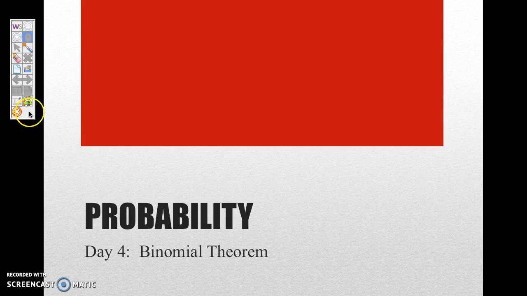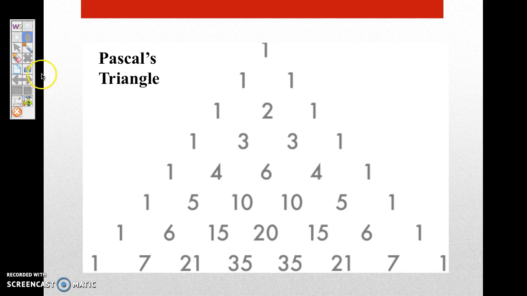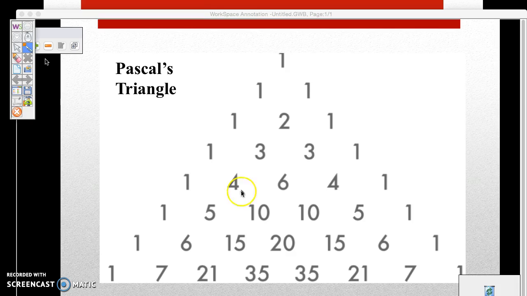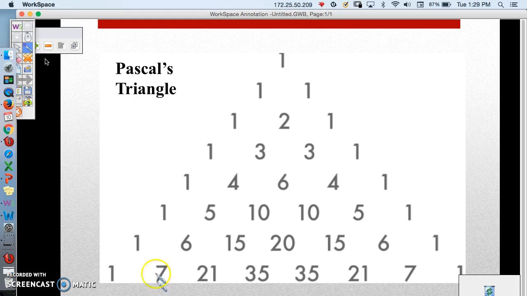Today we're going to take a look at the binomial theorem, which will help us tomorrow with some probability. So today is going to seem a little crazy, not related to probability, but we will relate that back tomorrow. The first thing we're going to take a look at is this Pascal's triangle. And some of you may have seen this before.